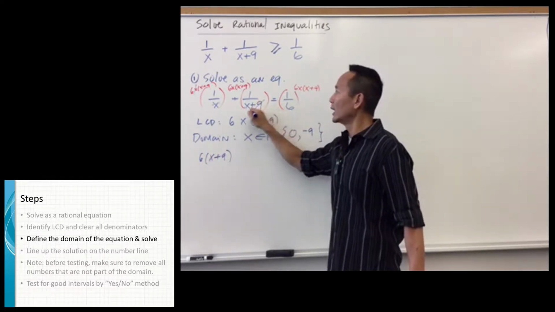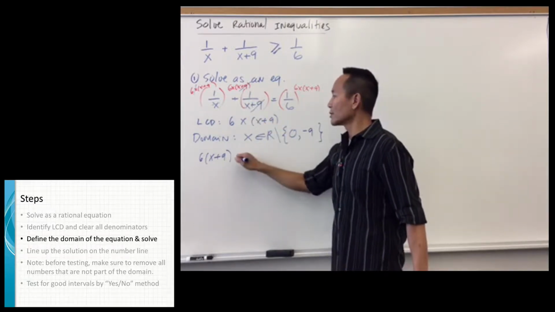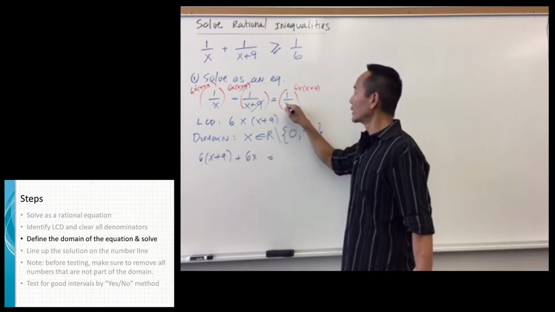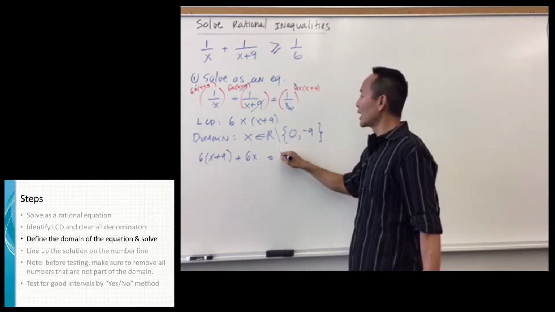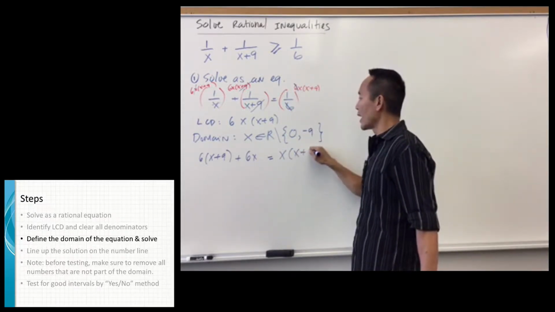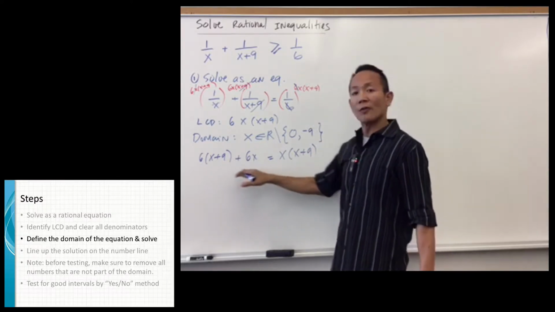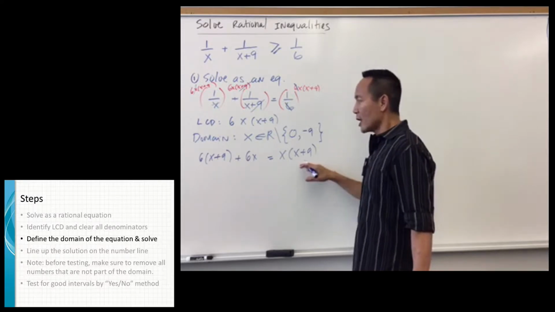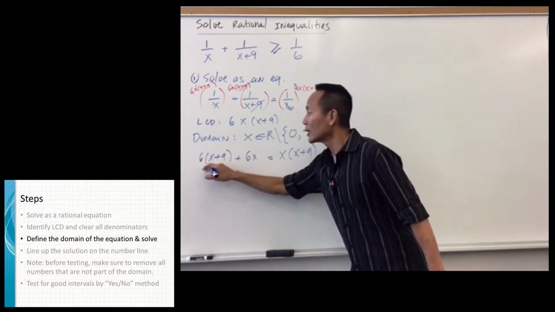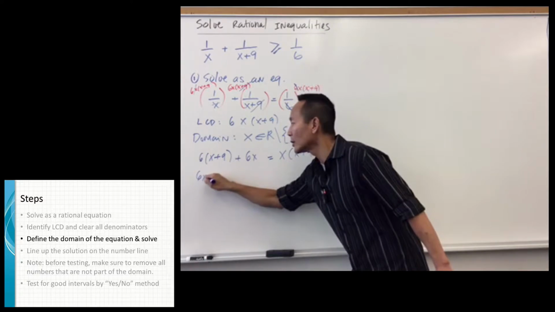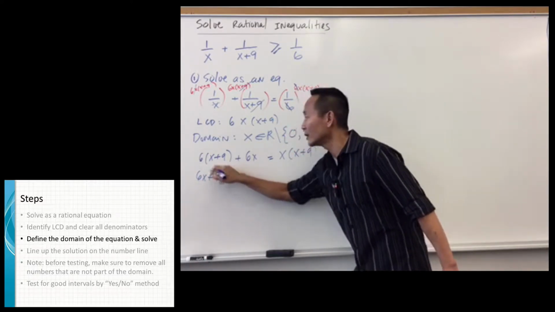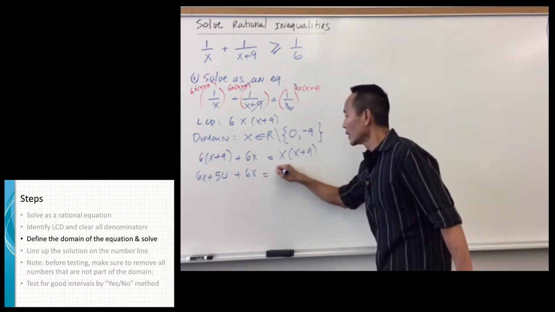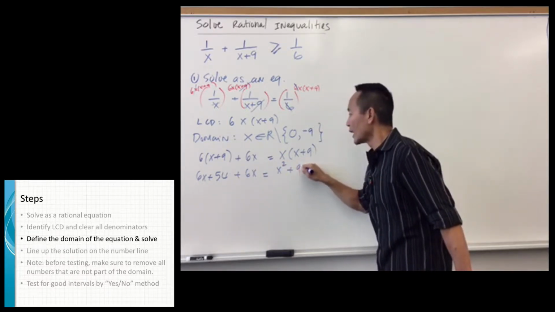The second term, these two divide out, so you're left with 6x. And over here, 6 and 6 divide out, so you're left with x times (x plus 9). Then solve this equation. Nice, no more denominator left. We distribute the 6 in, so I have 6x plus 54, 6 times 9, plus 6x equals x squared plus 9x.